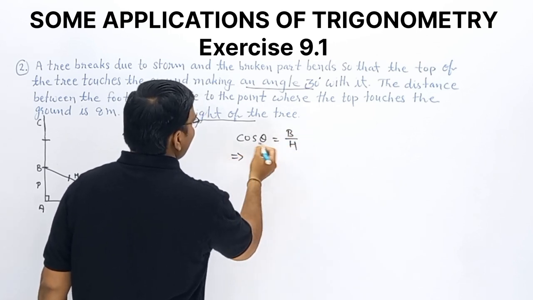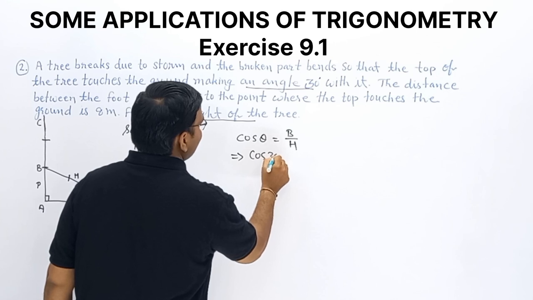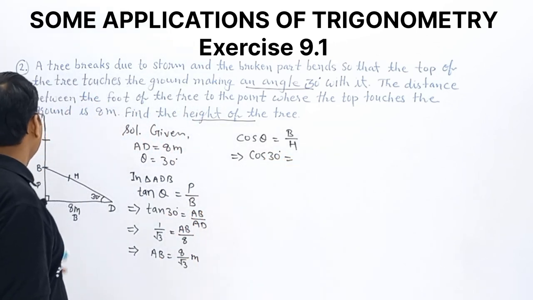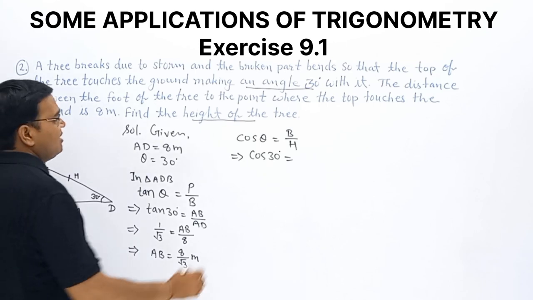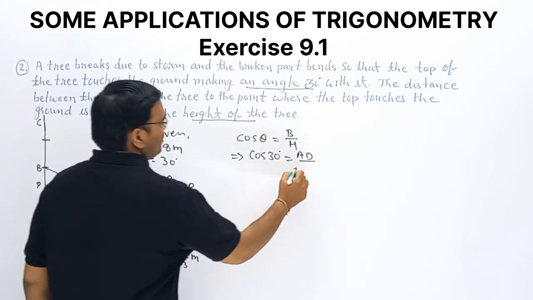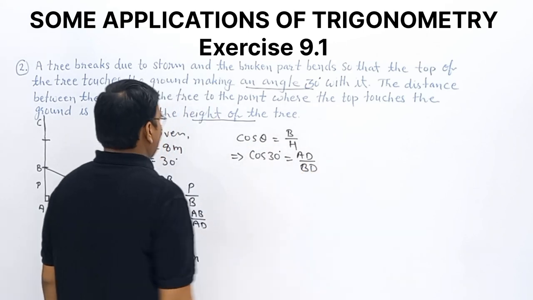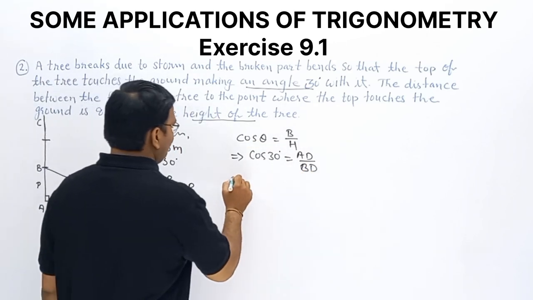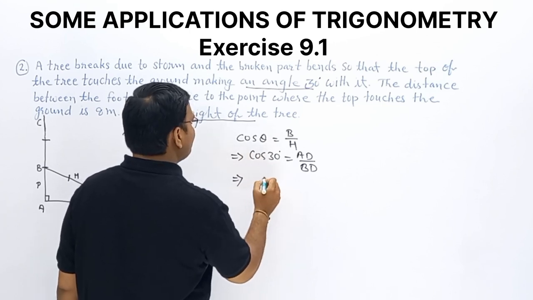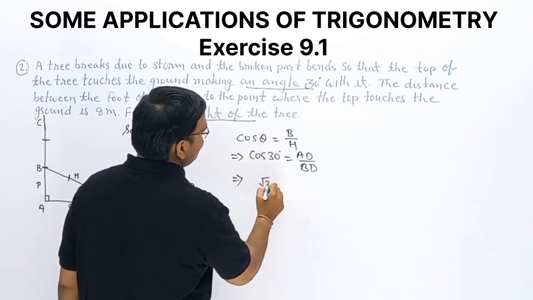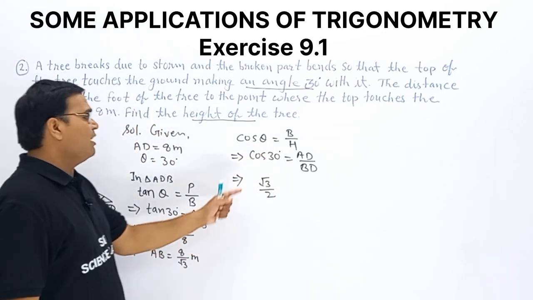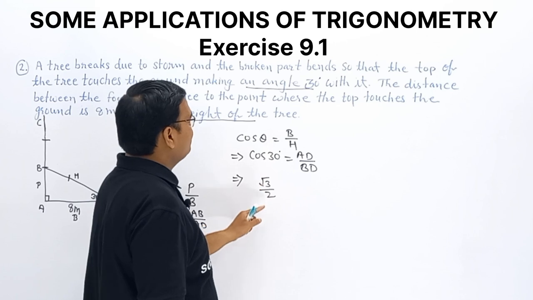And now putting the values, cos theta, where theta is 30 degree, and the base is AD. AD is the base, it is given. And H is what? We want BD. BD is the hypotenuse. Now putting the values of the given data, cos 30 is square root of 3 by 2. This is a specific angle, and from the table its value is square root of 3 by 2.